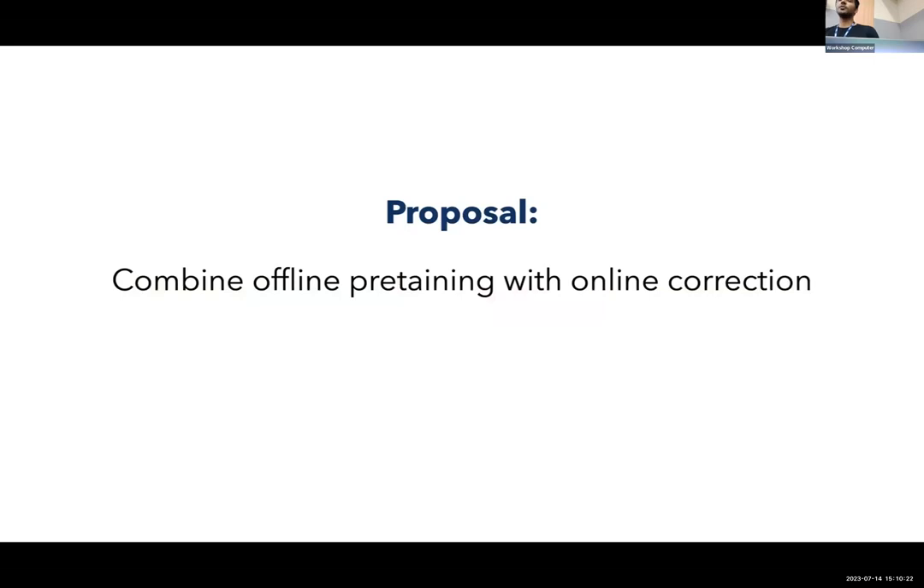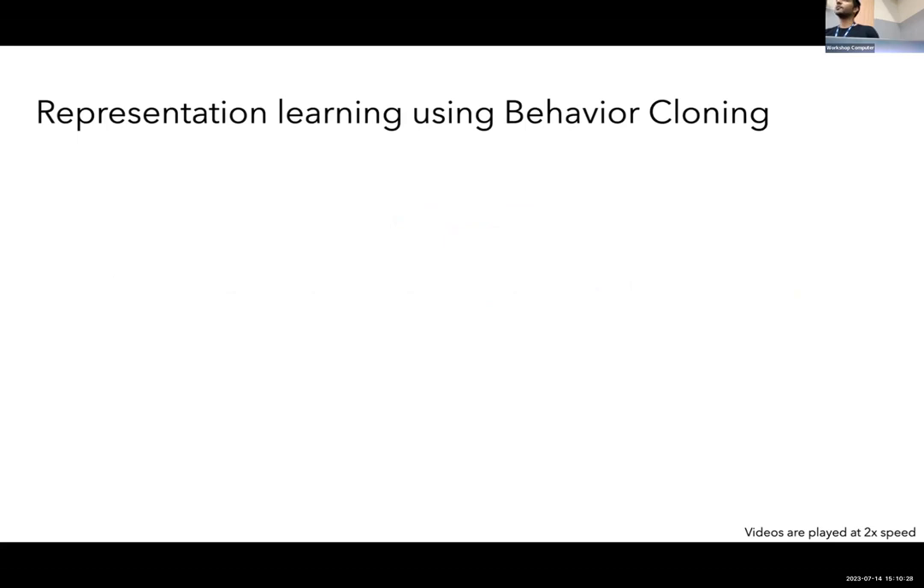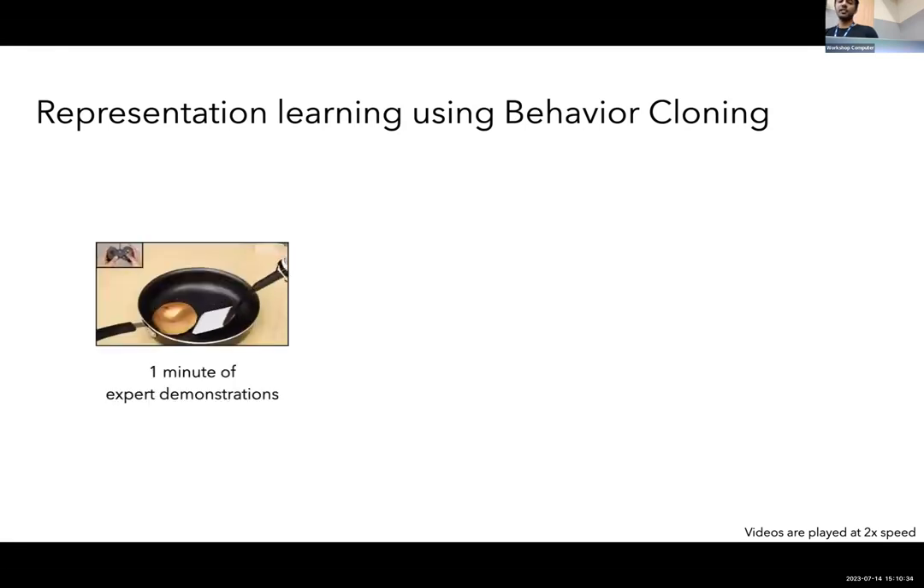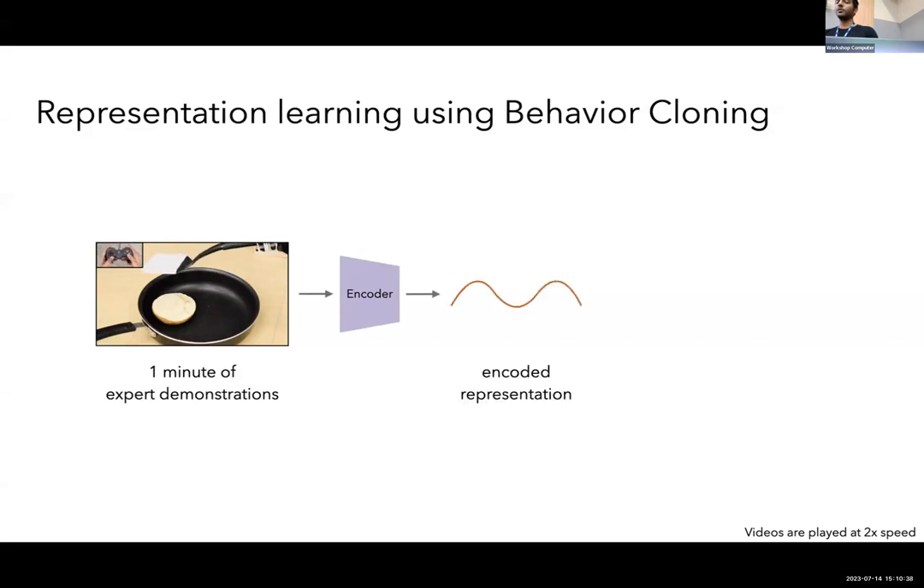So as a solution to this problem, we propose combining offline pre-training with online correction. Since we want to deal with high-dimensional visual inputs, we start by using behavior cloning to learn task-specific representations. Given a single minute of expert demonstration, we use an encoder to encode observations into an encoded representation, which is passed through a policy to give us an action. In this low data regime, we observe that these actions are not precise enough for the task that we want to perform.